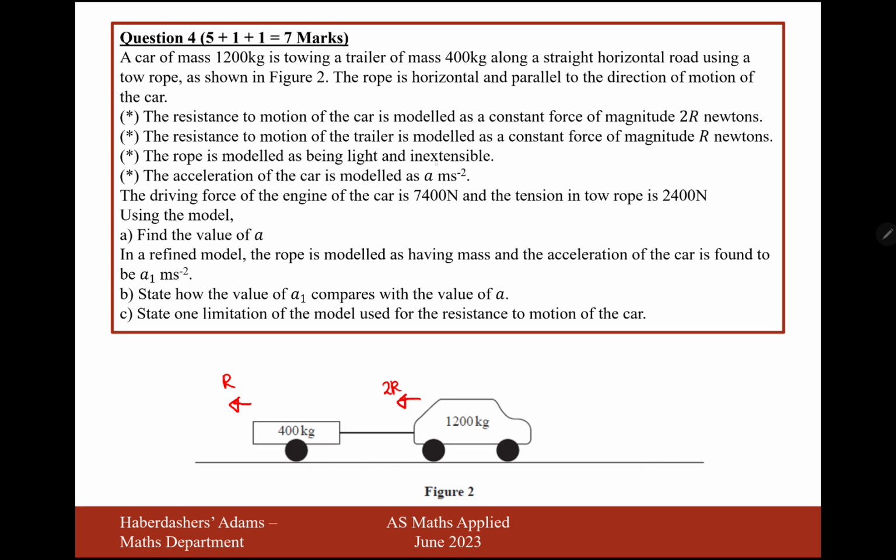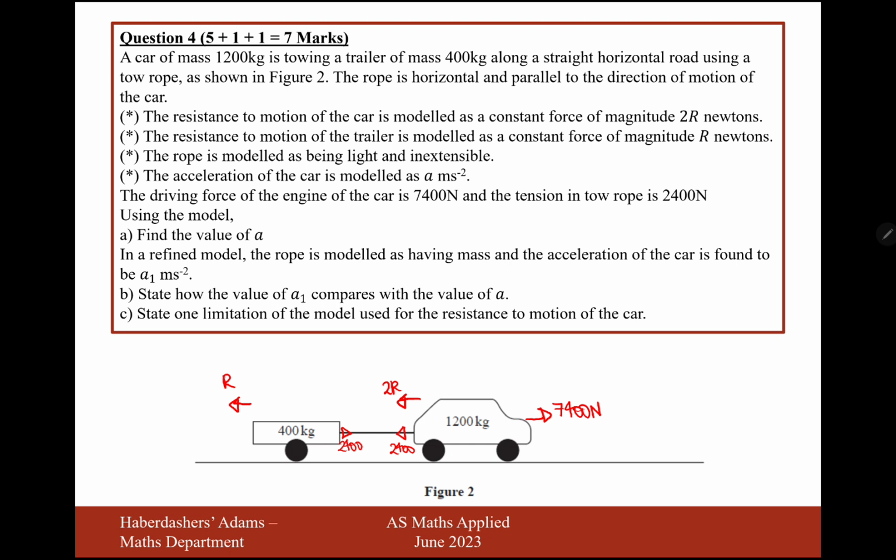The rope is modelled as being light and inextensible, and the acceleration of the car is a meters per second squared. The driving force of the engine of the car is 7,400 newtons, and the tension in the rope is 2,400. So 2,400 here, and we've got a little 2,400 here. Using the model, find the acceleration of the car.